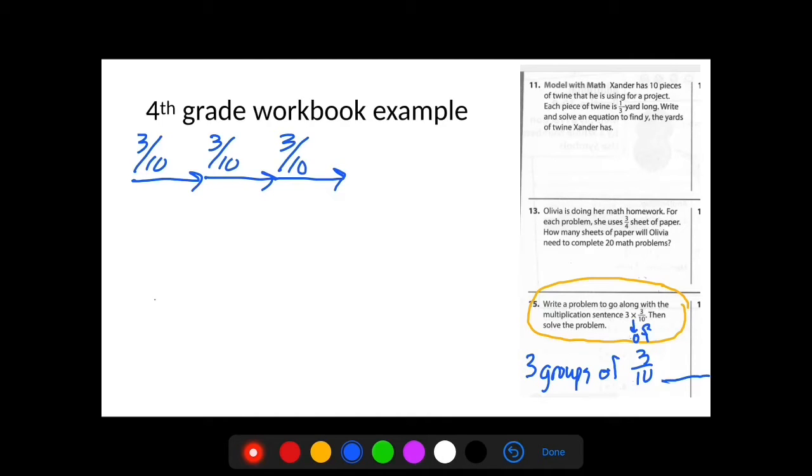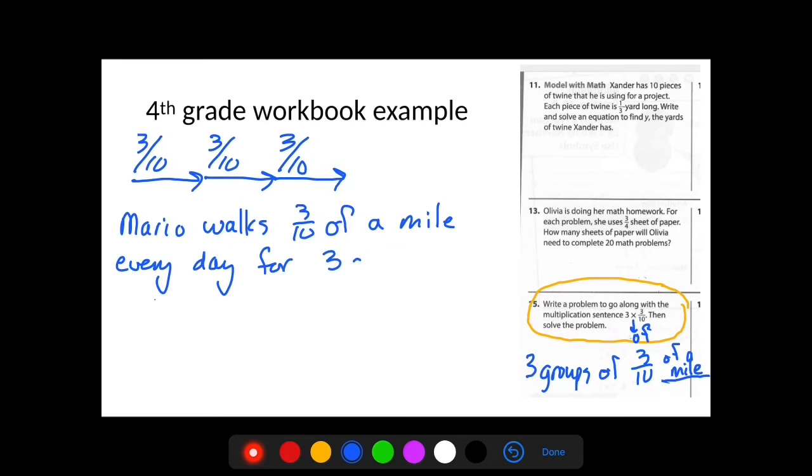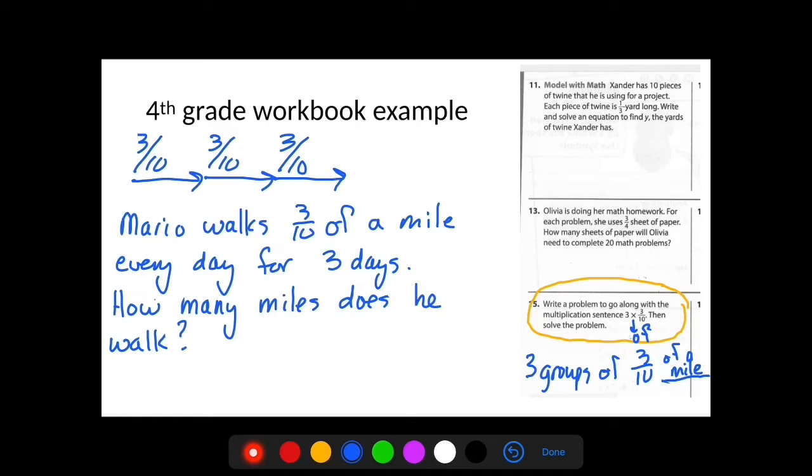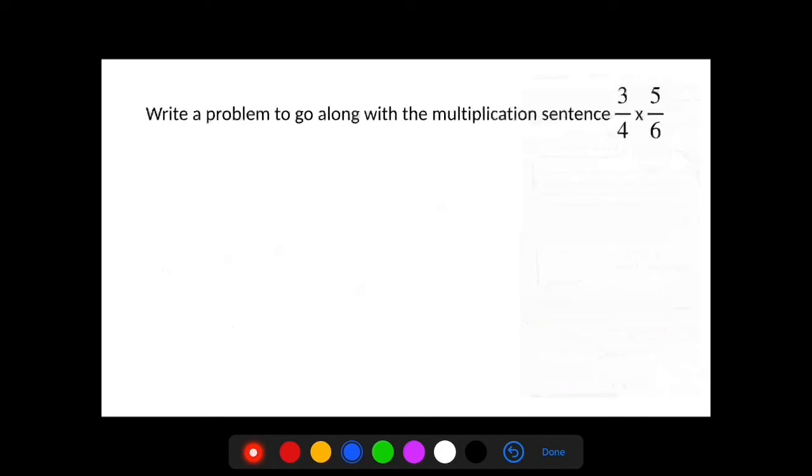This linear model makes me think of distance, so maybe the 3/10 is 3/10 of a mile, 3 groups of 3/10 of a mile. And then I can just turn that into a story. Mario walks 3/10 of a mile every day for 3 days. How many miles does he walk? We can do this for any 2 numbers and any operation.